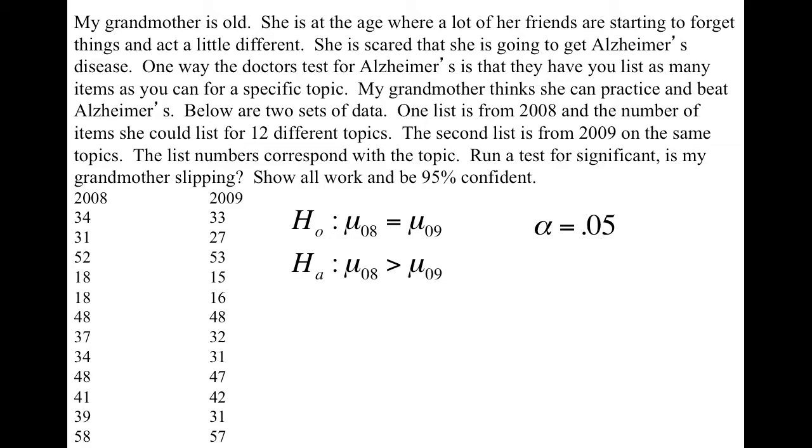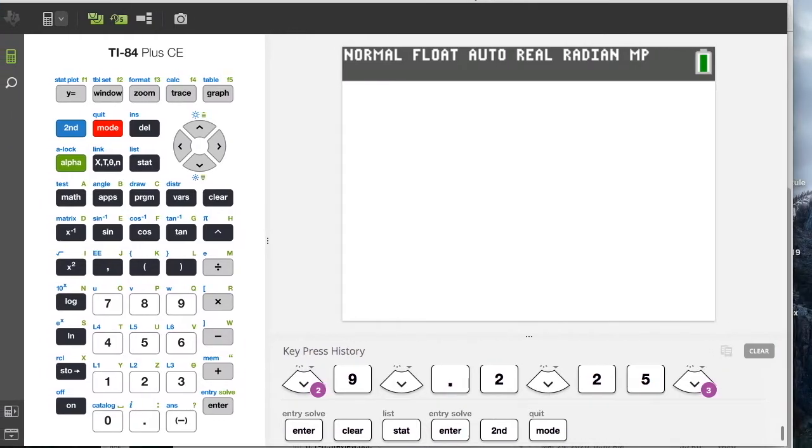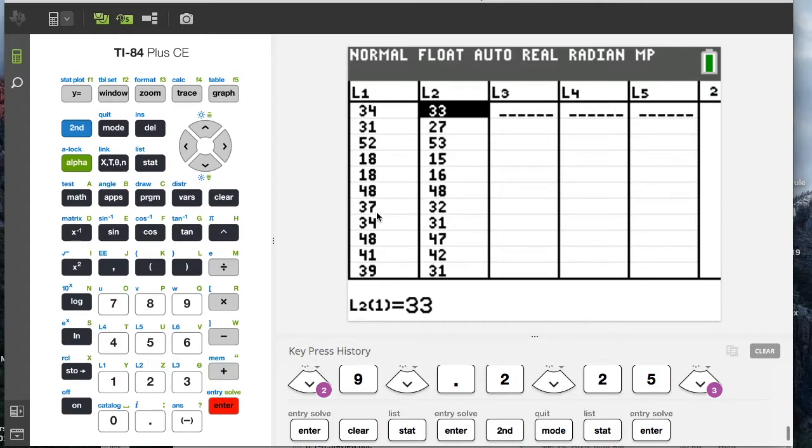So I'm going to get out of here and go to my calculator. Okay, so this is how you're going to calculate your p-value. The first thing we need to do is enter our two lists. Stat, edit, and there I have my L1, L2. So L1 is the 08, L2 is the 09. And what we need to do is find the difference. So you could go through and just subtract each one and enter them into L3. 34 minus 33 is 1. 31 minus 27 is 4, and go all the way down.